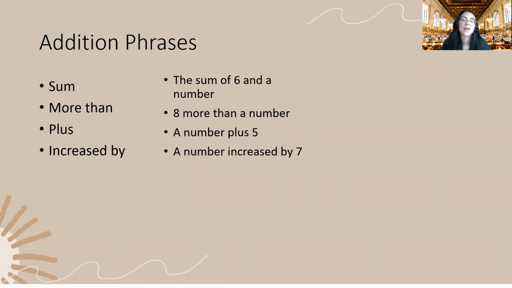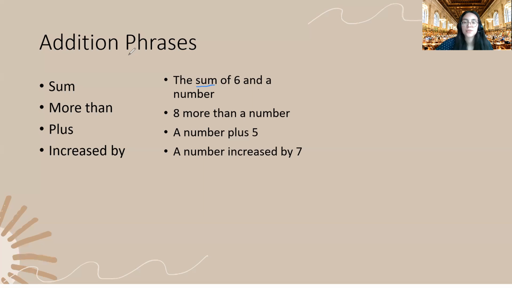So we're going to begin by discussing some addition vocabulary. On the left-hand side, you'll see that we have 4: sum, more than, plus, and increased. And in the middle column, we have our examples of how we use these in phrases. So the sum of 6 and a number tells us that we're going to be adding 6 and a number.